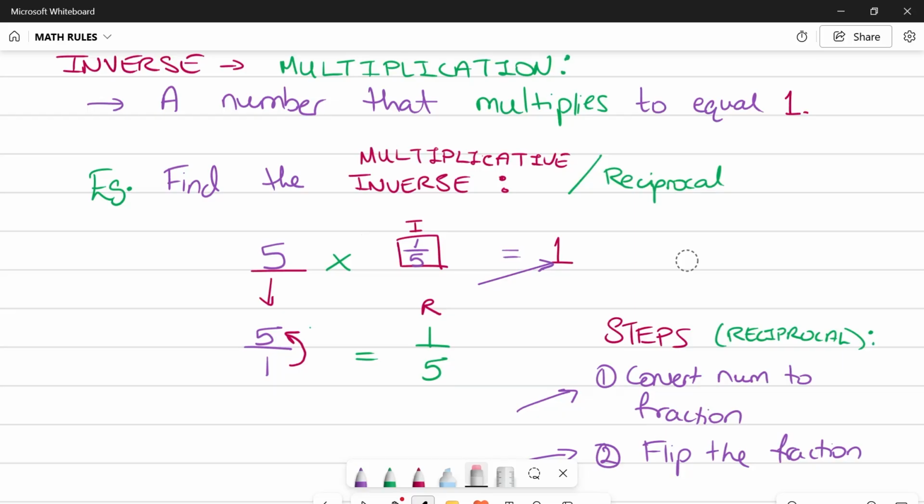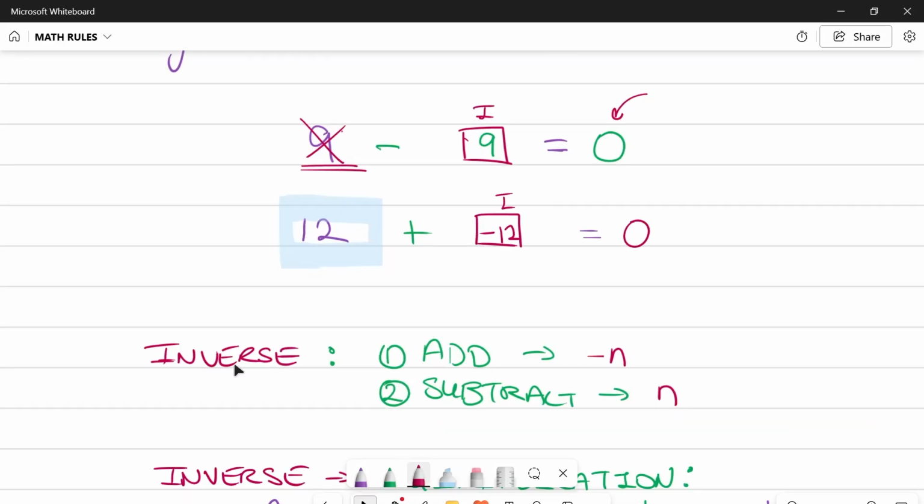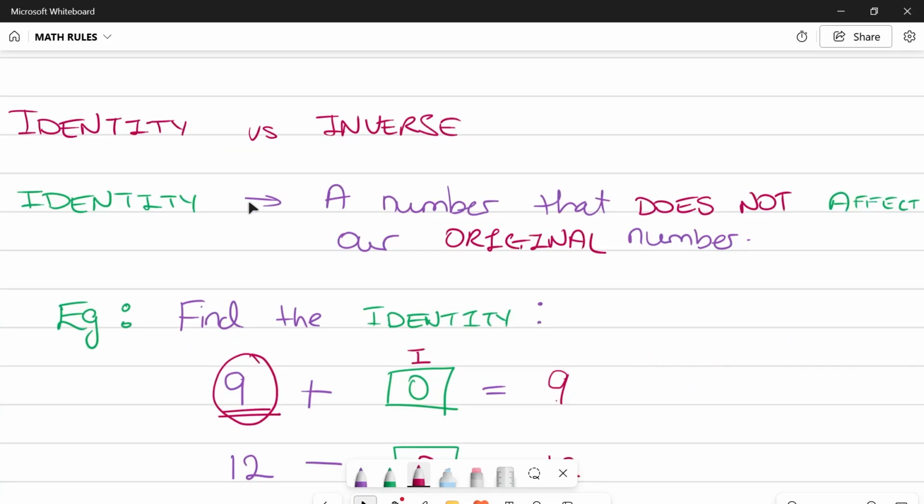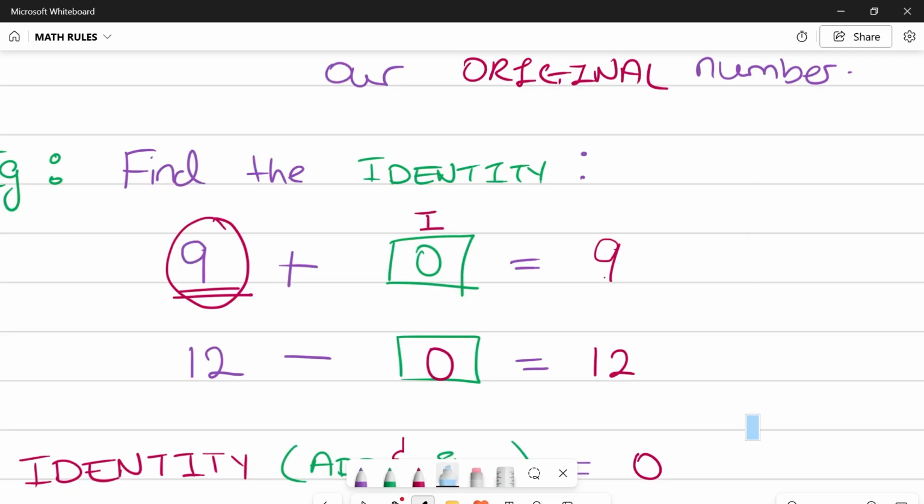Right? So let's recap the topics covered. The inverse when doing addition is the original number in negative form. The inverse when doing subtraction is just the original number. The definition for the inverse is a number that cancels our original number. We also did the identity, and the identity is a number that does not affect our original number. When the identity is applied, we should always end up back with our original number, unchanged. So the identity never affects the original number when it is applied.